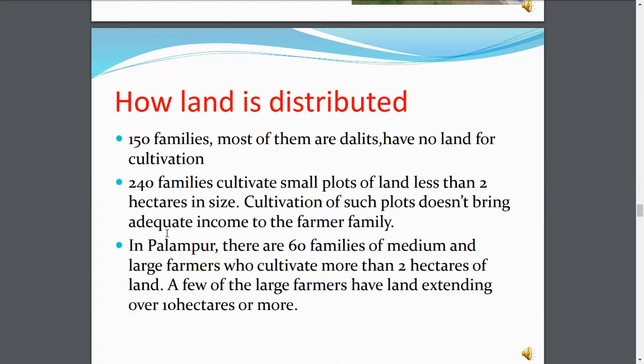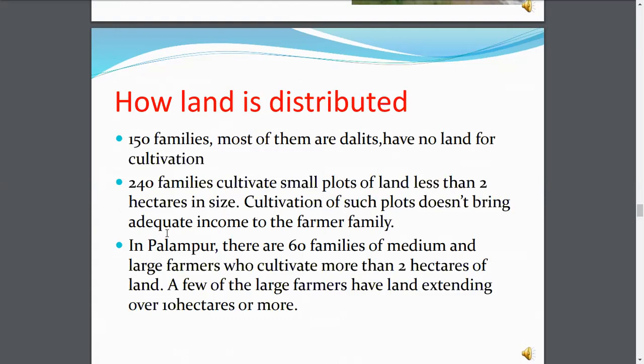Then in Palampur there are 60 families of medium and large farmers who cultivate more than 2 hectares of land. A few of the large farmers have land extending over 10 hectares or more. So here we have seen 150, 240 and 60. That means a total of 450 families. As I told you earlier, in Palampur there are 450 families. So you can see how the land is distributed among them: 150 families don't have any land, 240 have very little land, and 60 families have more than 2 hectares, and some more than 10 hectares. This way the land is distributed among the people of Palampur.